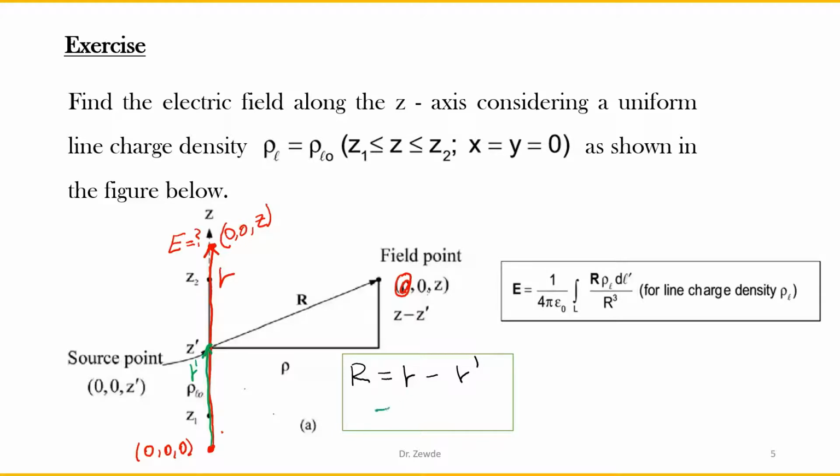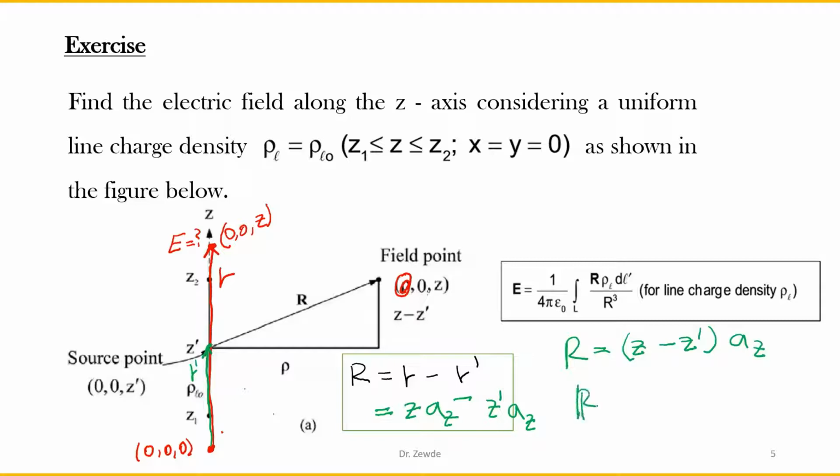But in this case, it's obvious, r is at the distance z from the origin, and it's pointing along the z-axis. And r prime is also along the z-axis. It is z prime, and it is also pointing along the z-axis. So from here, R is z minus z prime, and it's pointing along the z.